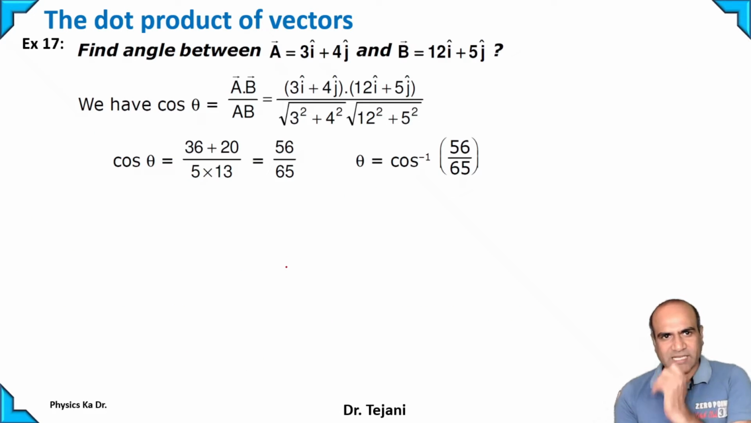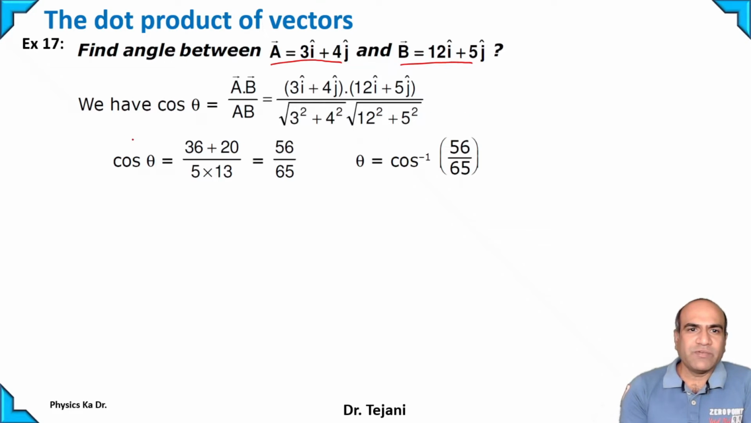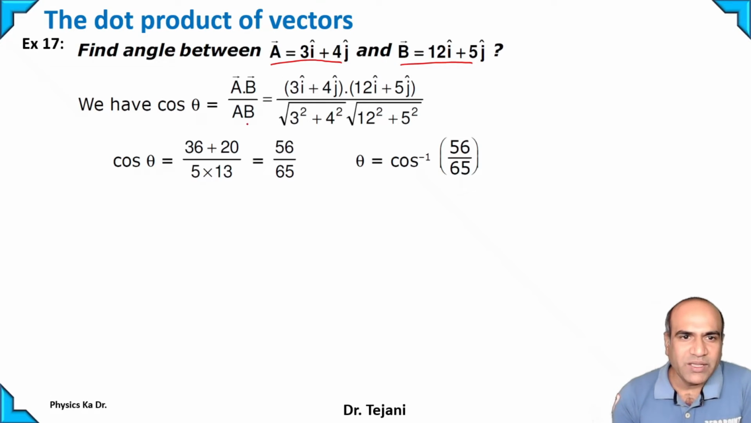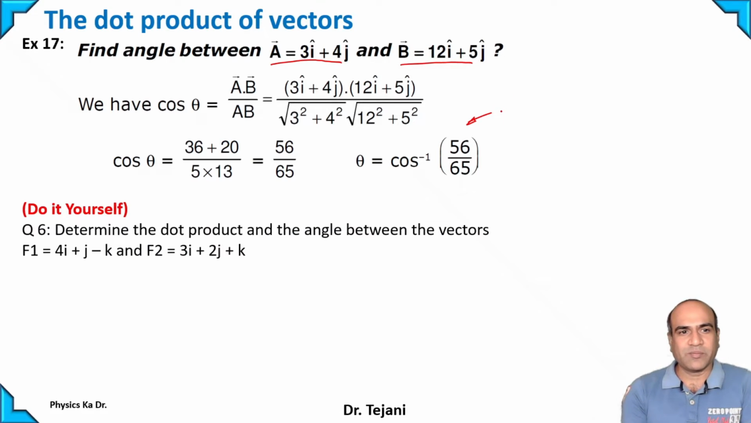Now, example number 17. Find the angle between these two. So here we also have another equation, cos theta is equal to a dot b divided by ab. Put the values here and you will have your solution. You also try this example by yourself, not spending much time on that. That becomes your homework problem.